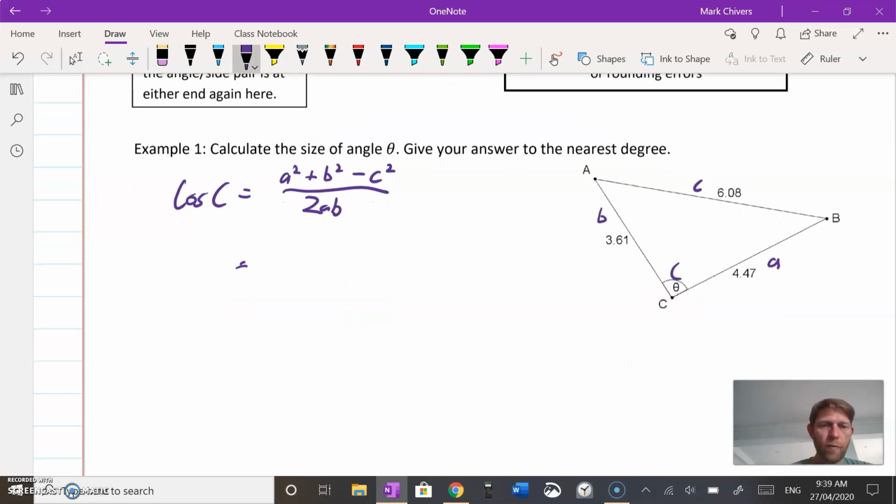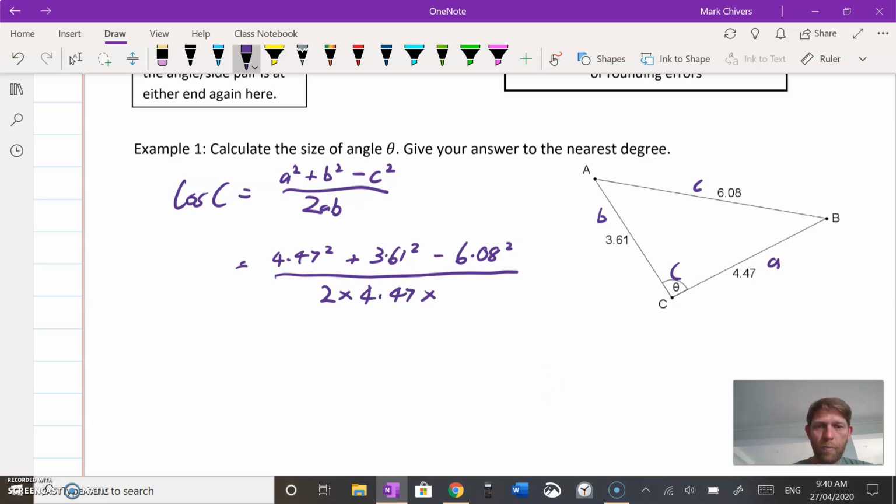So a squared is going to be 4.47 squared, b squared is going to be 3.61 squared, c squared is going to be 6.08 squared, not 6.8, 6.08. And that's all going to be divided by 2 times what's A, 4.47, and what's B, 3.61.